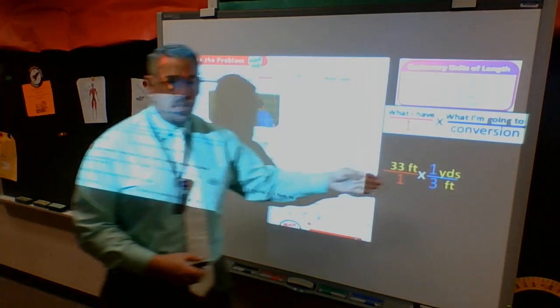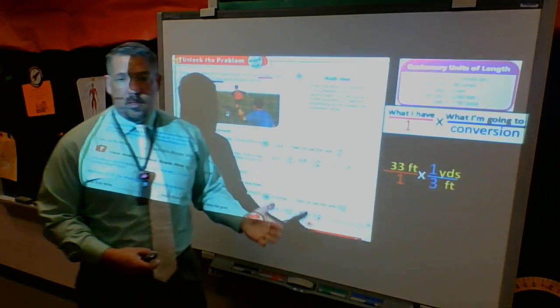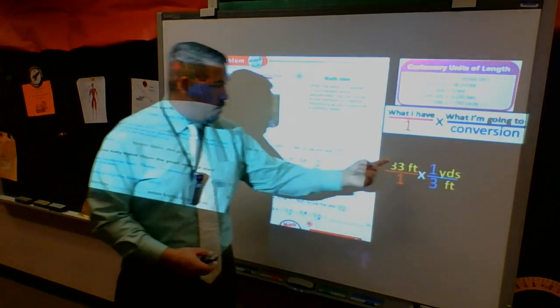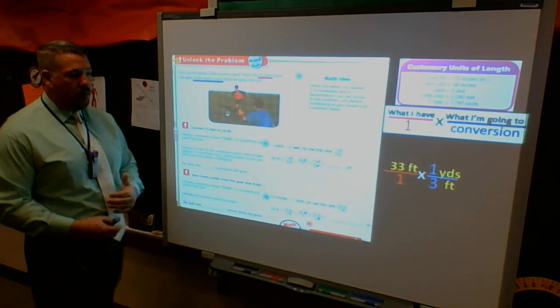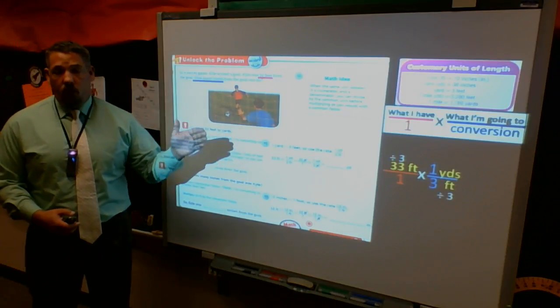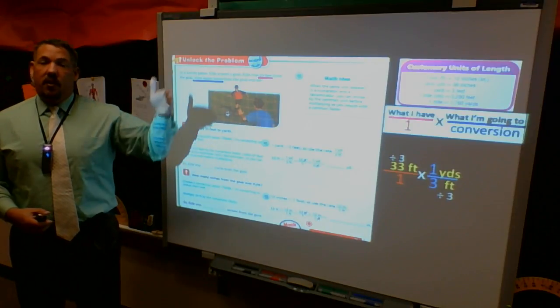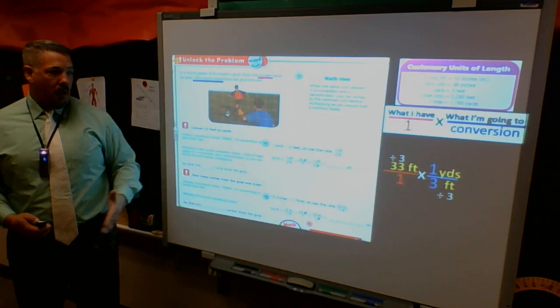So I have yards up above because that's what I'm going to. So I have to have my 1, and then I know my 3 feet goes down below because that's my conversion factor or my conversion rate. Conversion just simply means I'm going to be able to cross-reduce and reduce the label and get rid of it, which leaves me with the 1 label that's up above.